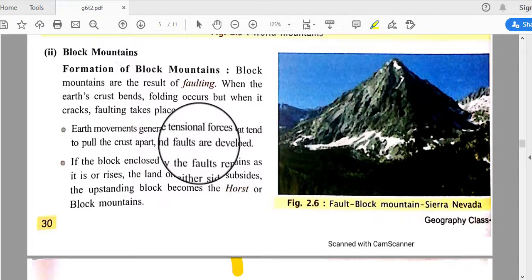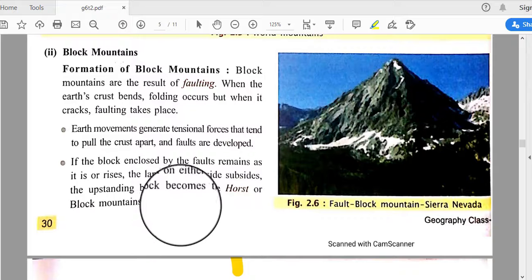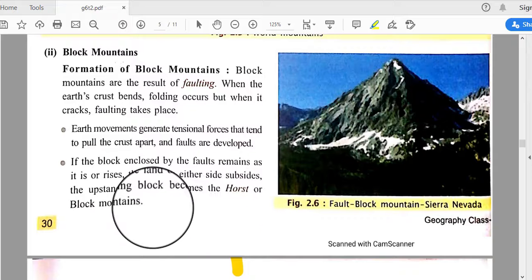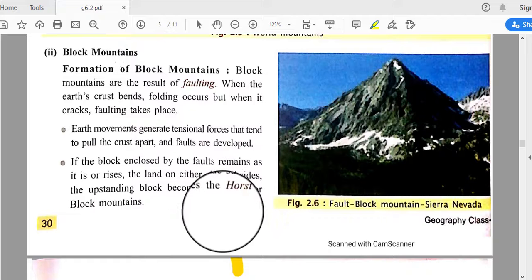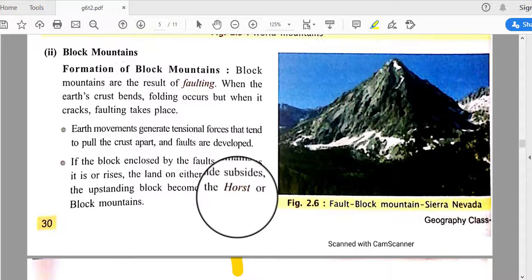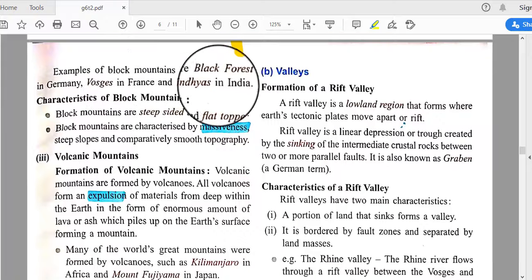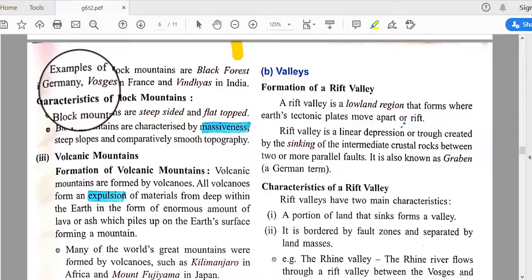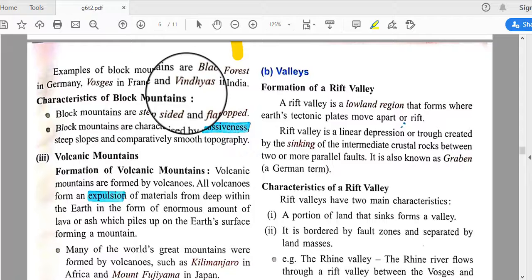One portion rises and the other side subsides, and the upstanding block becomes the horst, or block mountain. The upstanding portion, compared to the surrounding part, is situated in a higher position, and these kinds of horsts are called block mountains. Examples of block mountains are the Black Forest in Germany, Vosges in France, and Vindhyas in India.